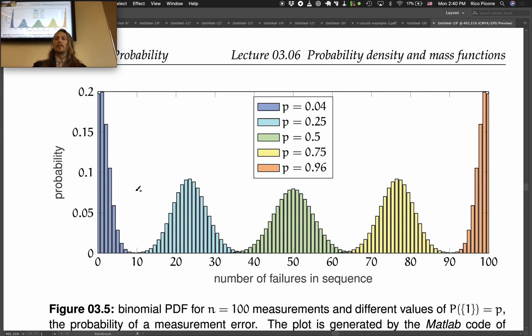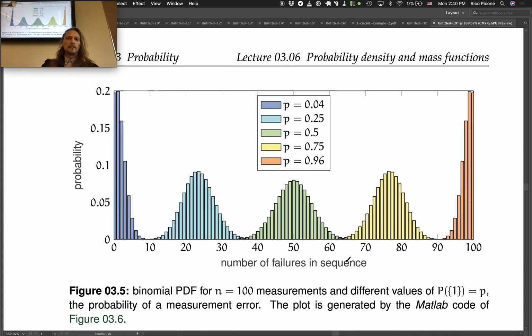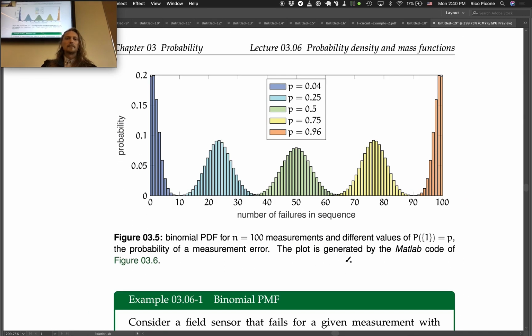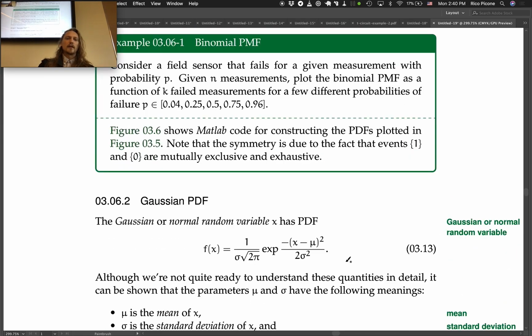If we were going to take a bunch of samples of this, like 100, and then measure how many failures came out, and then measured another 100, found out how many failures came out of that, and then another 100, and we kept doing that, we would expect that if we plotted the frequency distribution of those occurrences, it would look something like this. So that's the binomial probability mass function.